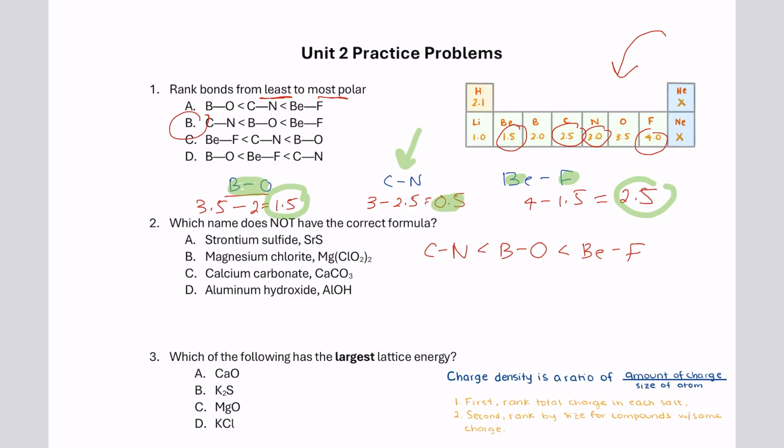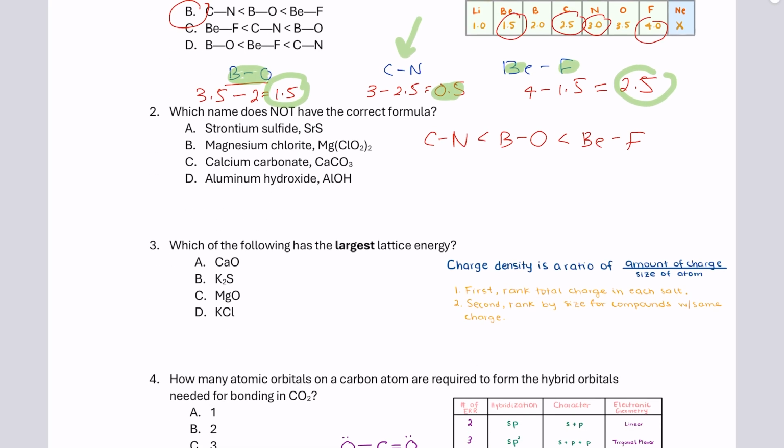The second problem says, which name does not have the correct formula? When determining whether a chemical formula correctly corresponds to its given name, the key is to check that the charges of the ions balance properly to form a neutral compound. So let's go through each option and verify the correctness of the formulas.